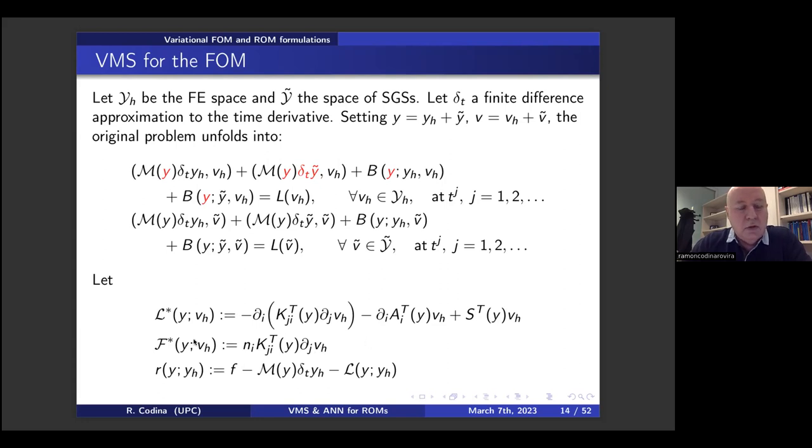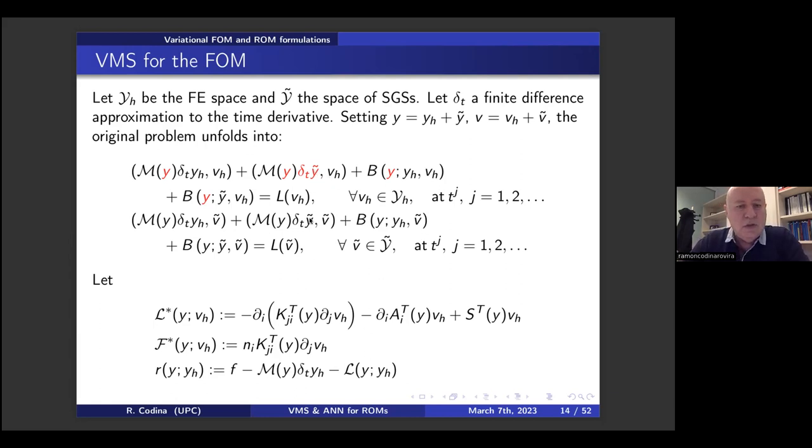We can also introduce the adjoint of the flux operator. This is not as standard as L star, but it's very useful. And then we can introduce what I will call the finite element residual, which is the right-hand side minus the differential operator applied to the finite element function. And again, I always keep the coefficient dependency on y explicit. So that's why M here depends on y. And I also write the dependence of the coefficients on y in an explicit way.